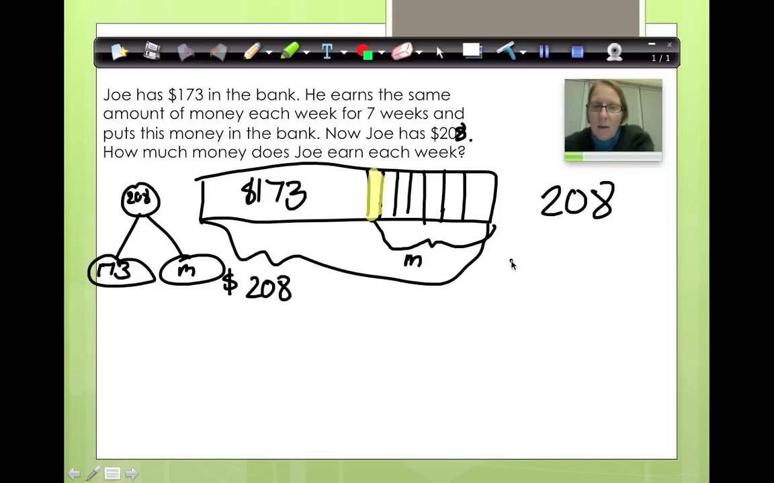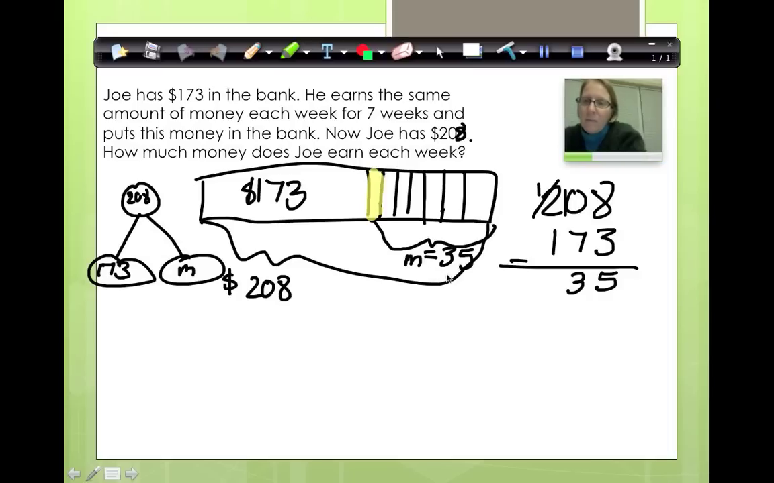208, take away 173. Make sure you have this takeaway sign. 8 take away 3, what is that? That's a 5. 0 take away 7, absolutely impossible. We need to regroup, but make it a 10. All right, 10 take away 7 is a 3. And 1 take away 1 is a 0. So now I know that this whole is 35.